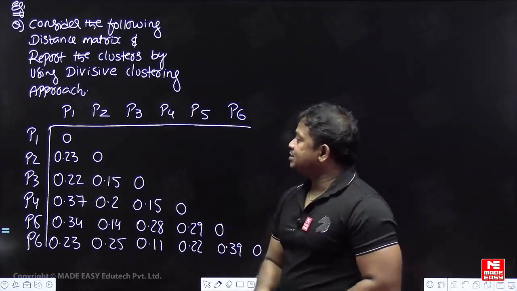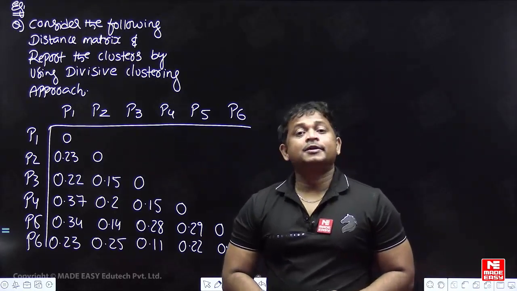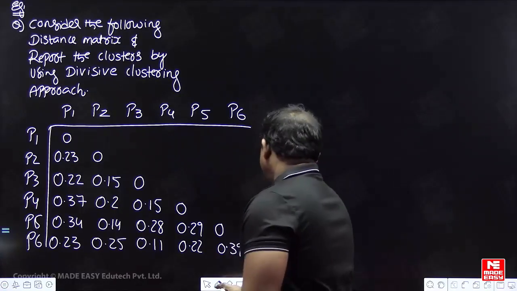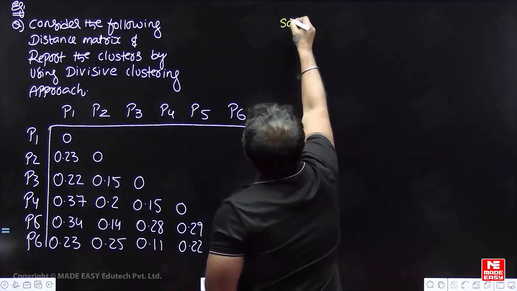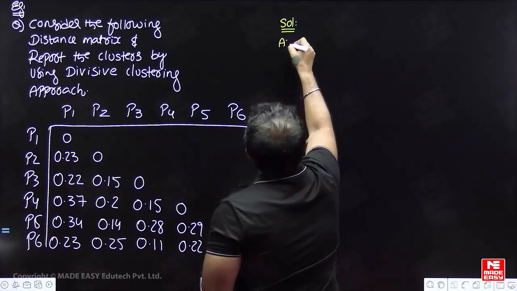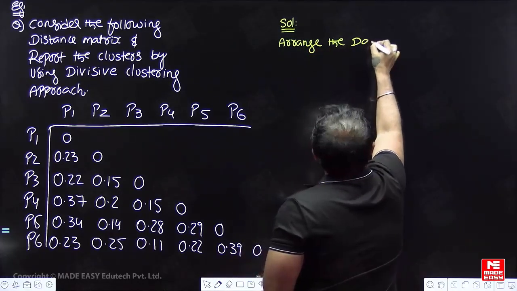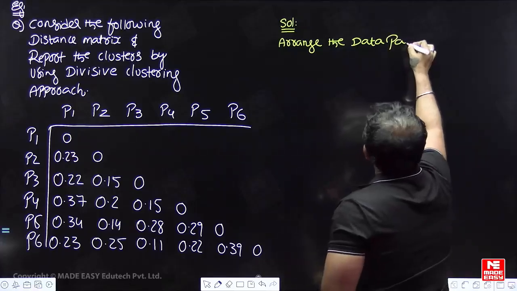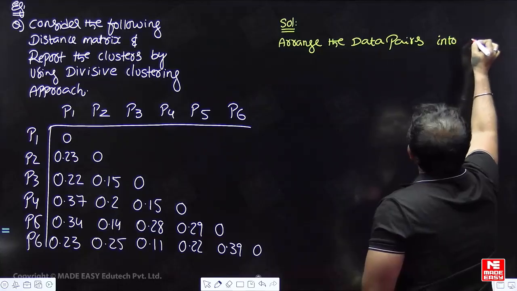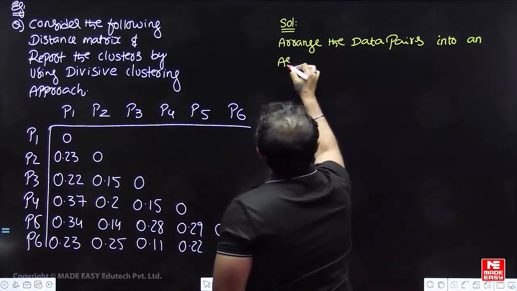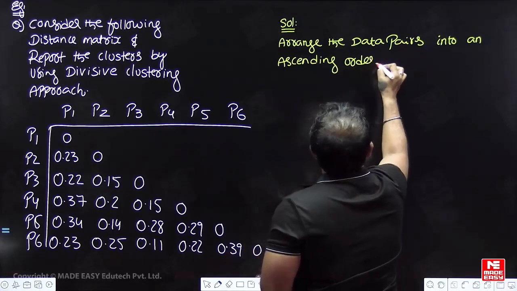Now we are going to see the solution procedure for this question. So in the solution, what we are going to do? First we are going to arrange the data pairs into ascending order based on the distance.